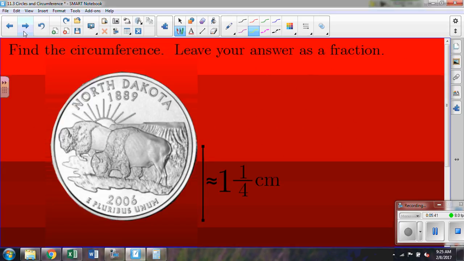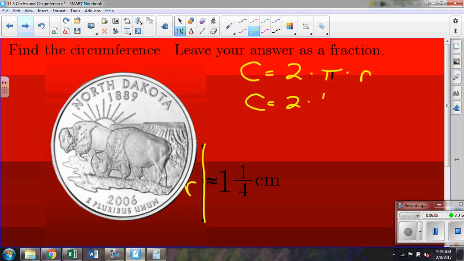What about here? What's the circumference for a quarter? All right, of course we'd have to recognize that this piece is telling us the radius. And so circumference is 2 times pi times radius. Therefore, we have 2 times pi times the radius of 1 1/4. Pi would use the approximation 22/7.